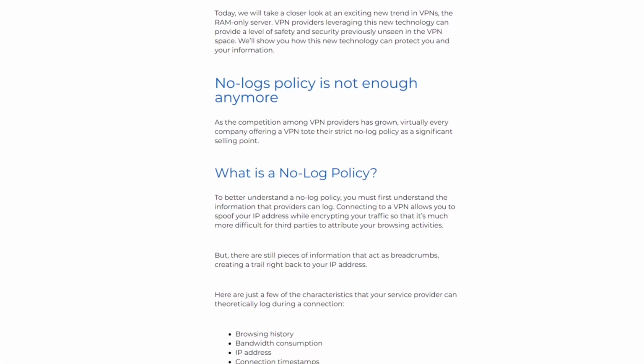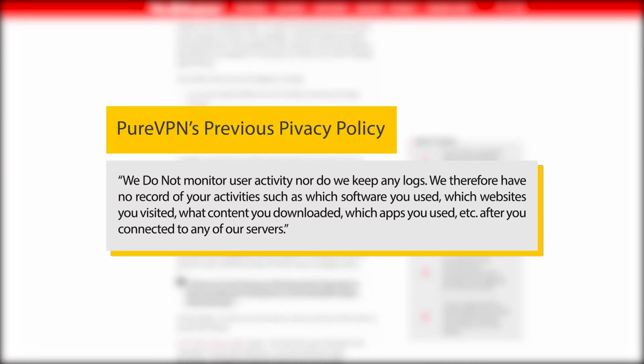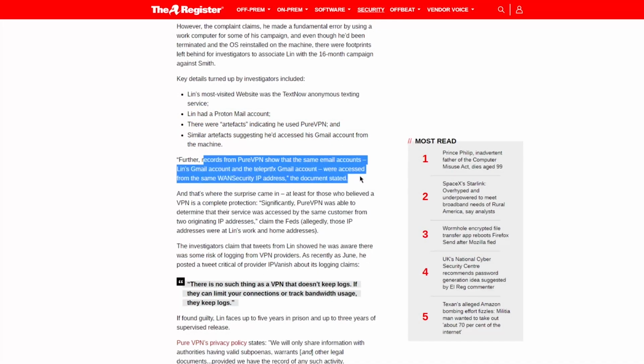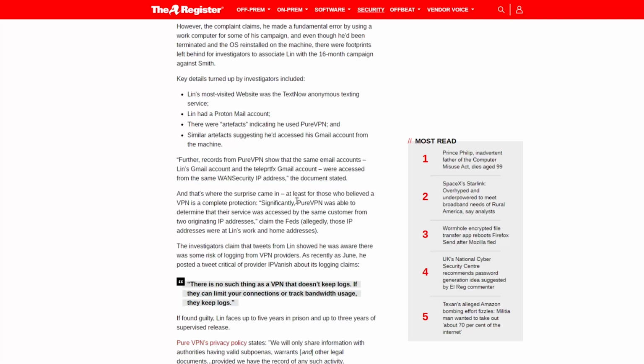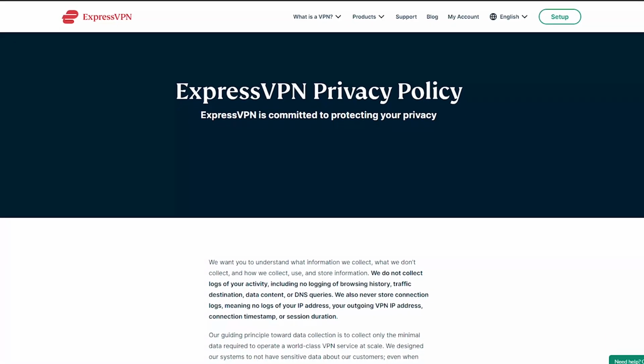Now, if you know anything about VPNs at all, you'll know that they all preach about how they have a no-logs policy and how they would never keep any sensitive information about you or your activity. Almost all VPNs make such claims, and when investigated, most of them either have no evidence to prove the integrity of their no-logs policy, and you just have to take their word for it, or they end up violating their own privacy policies and get caught red-handed. Either way, a no-logs policy is not quite enough.